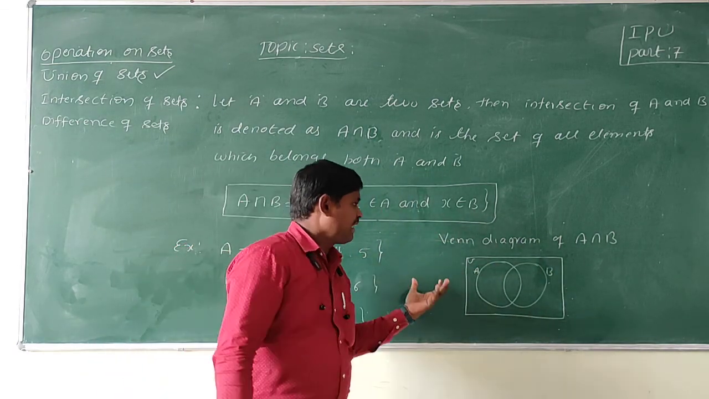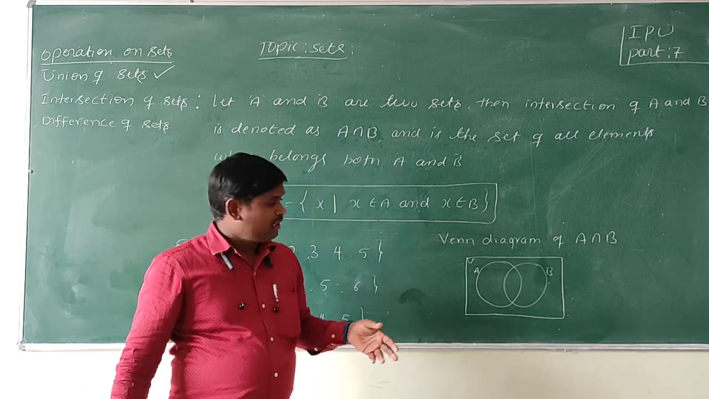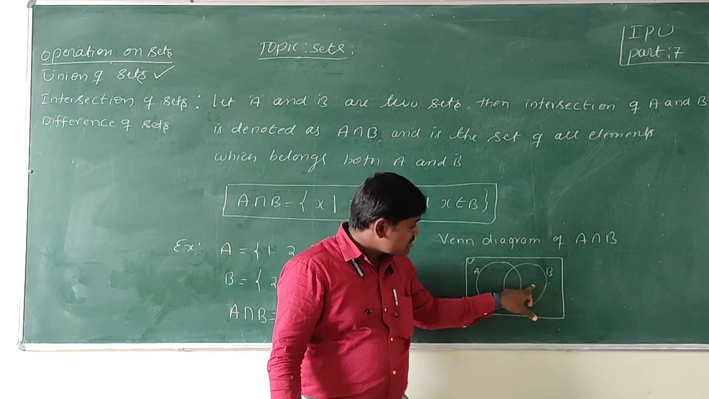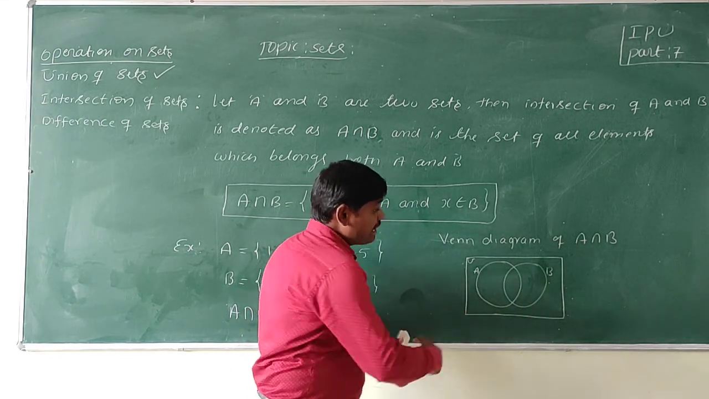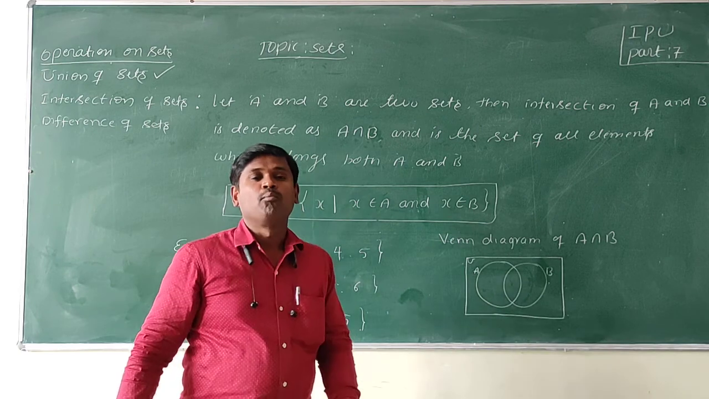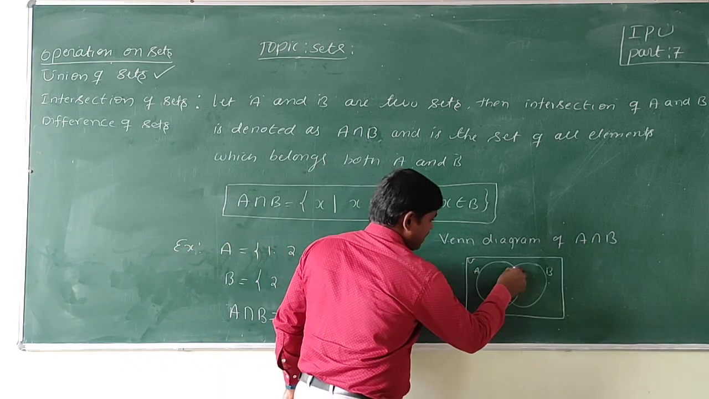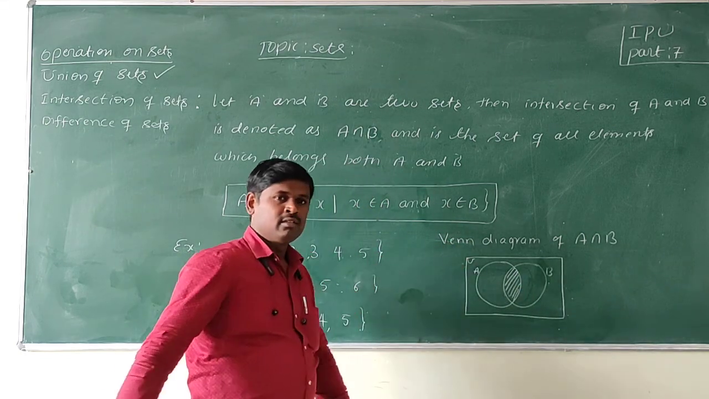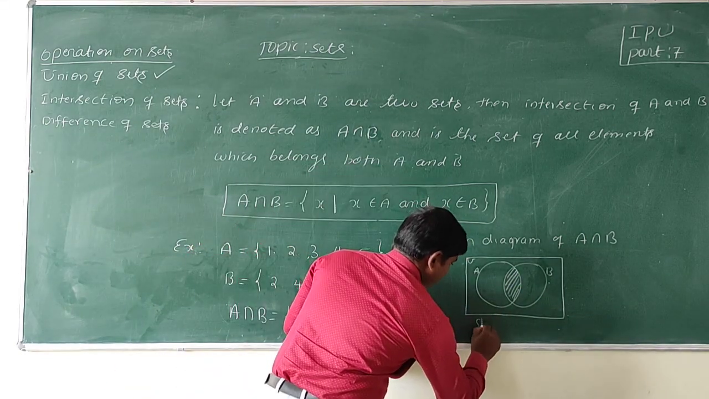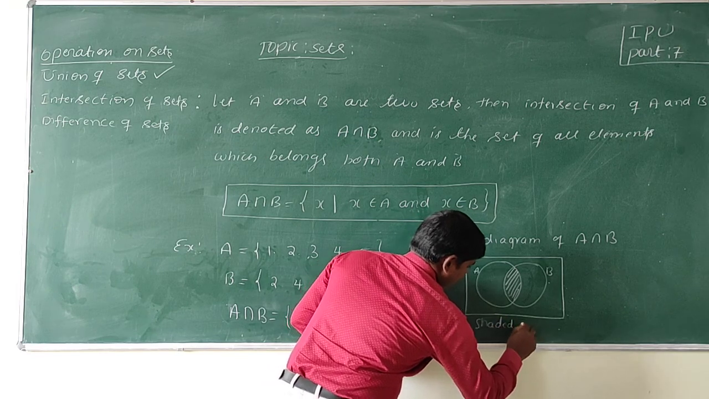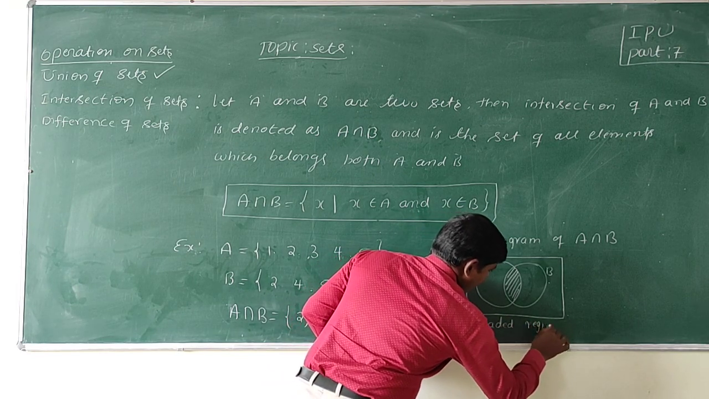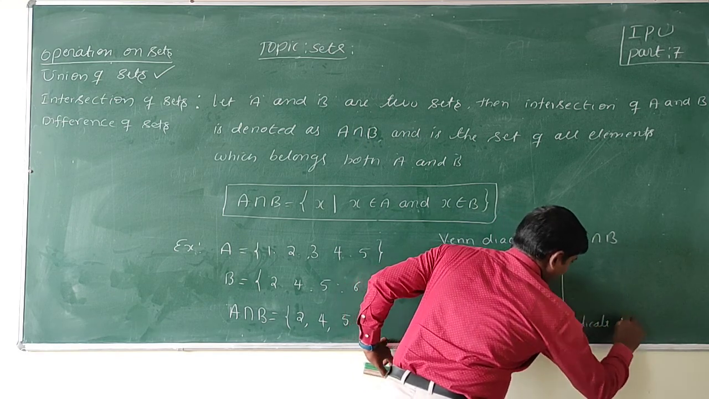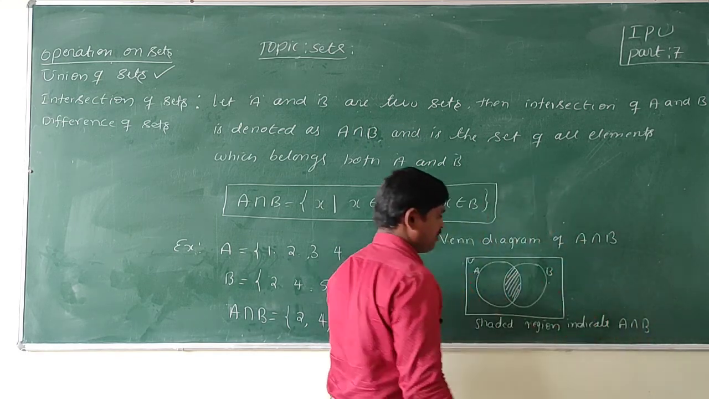Which portion is taken as A intersection B? This is the region which belongs to A only, this portion is the region which belongs to B only, but this is the region which belongs to both A and B. That is the shaded region. The shaded region indicates A intersection B. Is it clear?